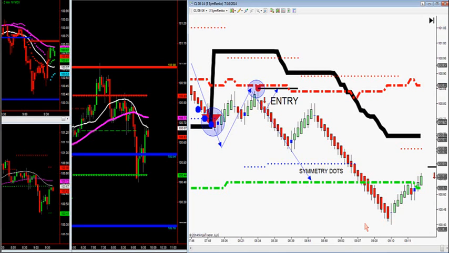That is a huge trade in crude based upon a small stop like that. Okay? So there's your entry. There's your stop level. Your exit are the symmetry dots.